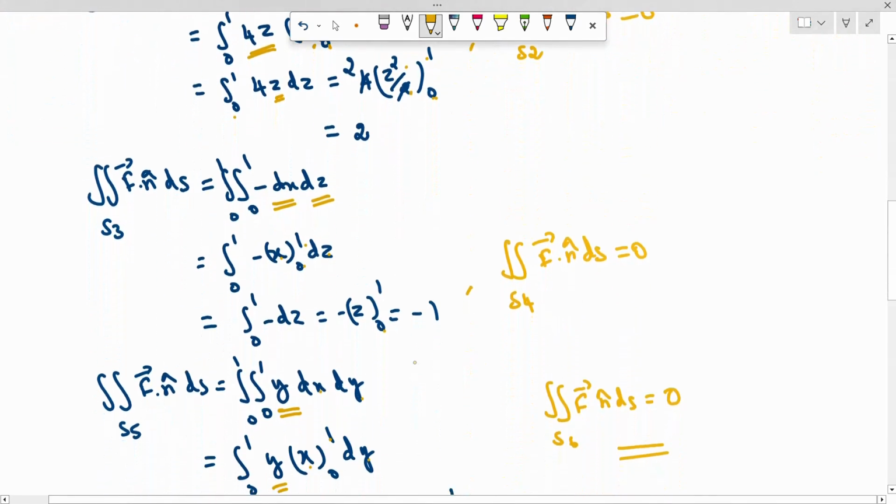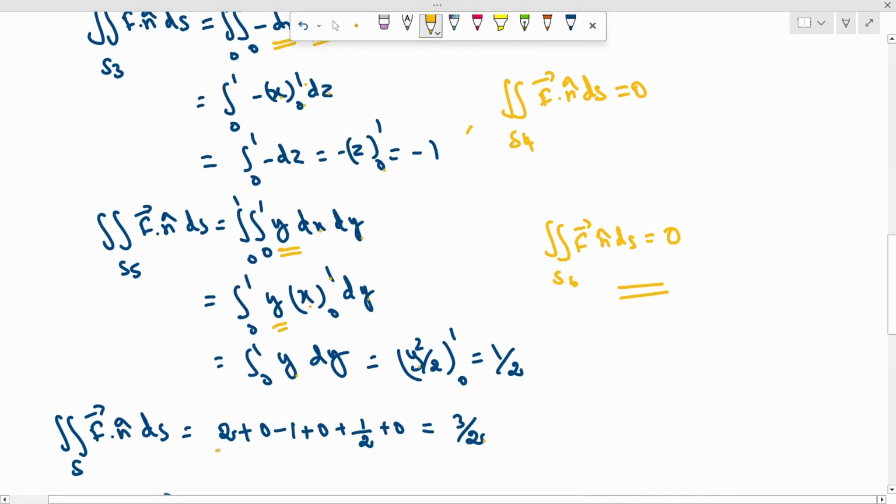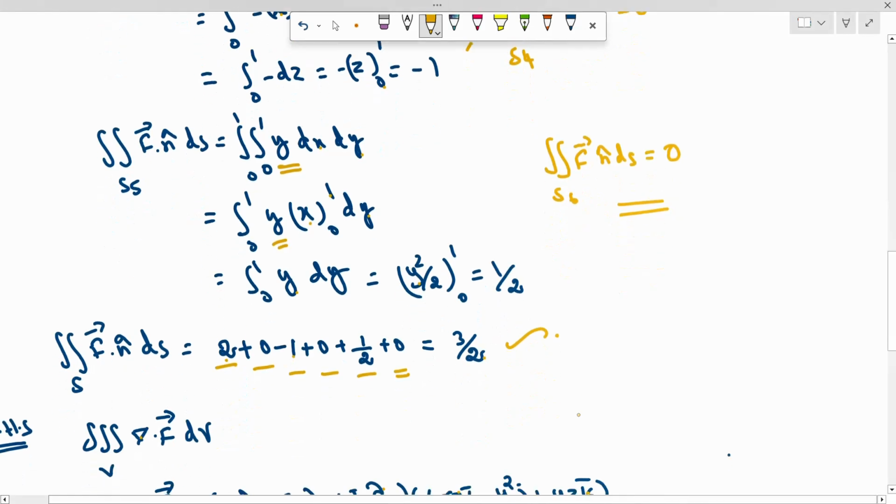Okay. Now substitute 1 by 1 all the values here. First surface 1 value 2, surface 2 0, 3 minus 1, 4 0, 5 is 1 by 2. Then finally last 6 value is 0. If you are adding all the terms, 2 minus 1 will be 1, 1 plus 1 by 2 will be 3 by 2. Our left hand side value is 3 by 2. In the similar way, we have to prove our right hand side value also 3 by 2.